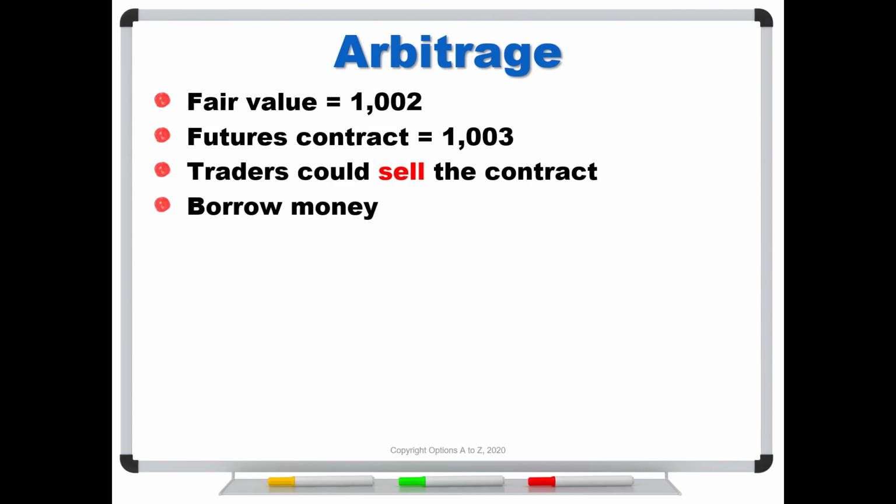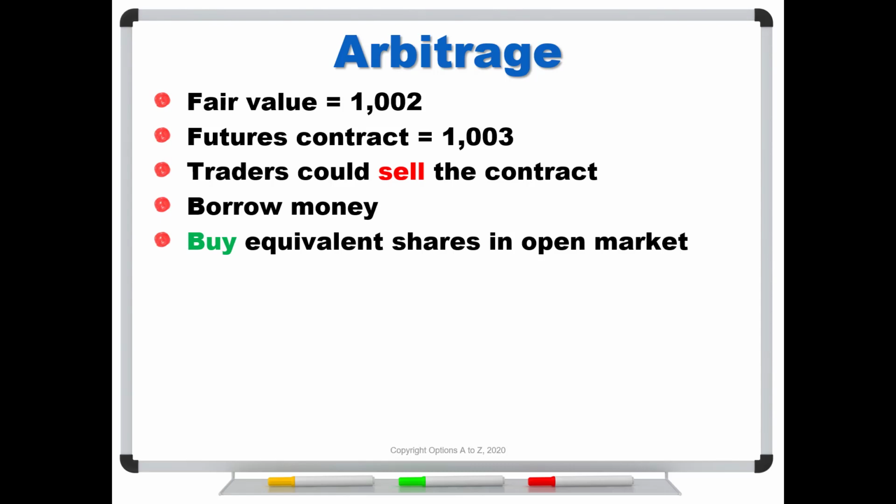Then they could borrow money and buy an equivalent number of shares in the open market. So they're going to buy all 500 tickers, actually about 504 tickers, all of the underlying stocks in the S&P 500 in their exact proportions. That's why it needs a computer to do this, but it's done instantly. And when they do that, they've now locked up the shares to make delivery on the contract, and that results in a risk-free profit because they've bought them cheaper than what they're worth, and they've guaranteed the sale at 1,003. Because remember, a futures contract is not a right, it's an obligation. So by selling this futures contract, they know for a fact they're going to receive $1,003 for that sale.